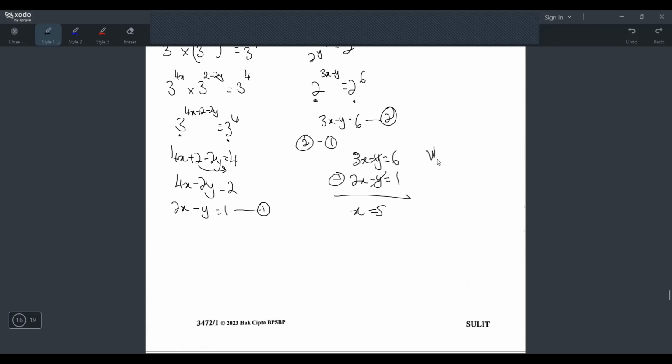Right. And then when x equals 5, you will substitute this back into equation 1 or equation 2 to get the y value. So let's see. Let's say I substitute into equation 1. 2x minus y equals 1. This one is 5. And your y will be 10 minus 1, which is 9. So x equals 5, y equals 9. Right. So that's the answer.